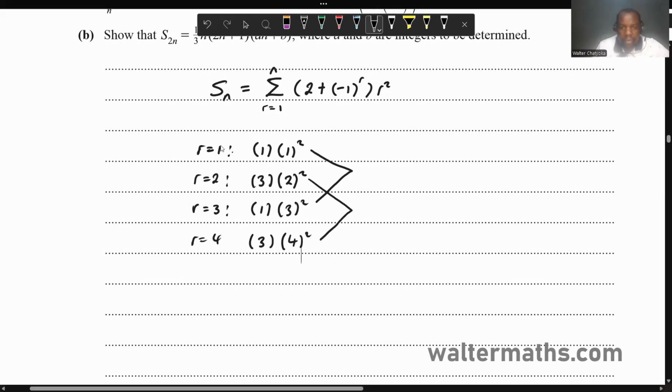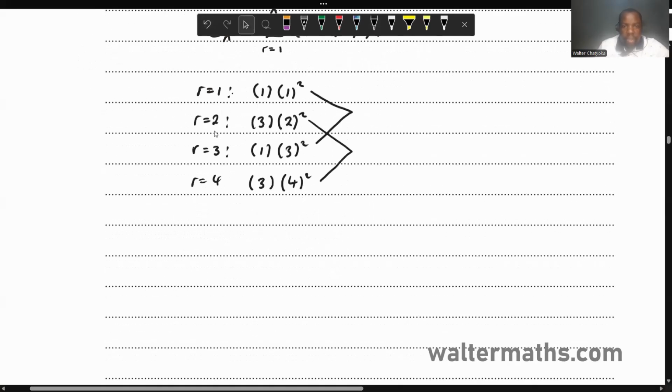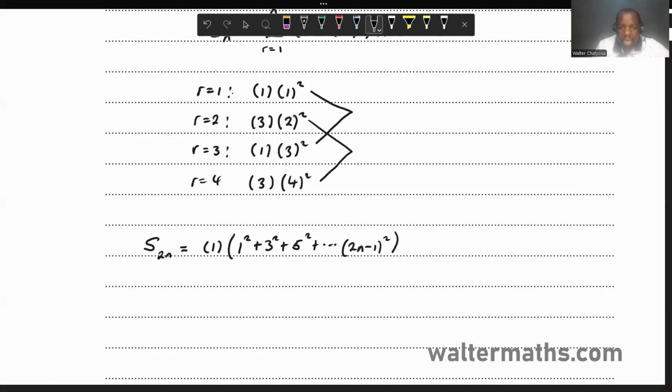So technically, since they want us to find sum to 2n, we can say that sum to 2n is equal to, and let's start with the terms which have a factor of 1, and these terms are coming out to have odd bases basically. So that's 1 squared plus 3 squared plus 5 squared and so on. So the nth term for the bases, 1, 3, 5, is 2n minus 1 squared. All right, and that's going to be plus.